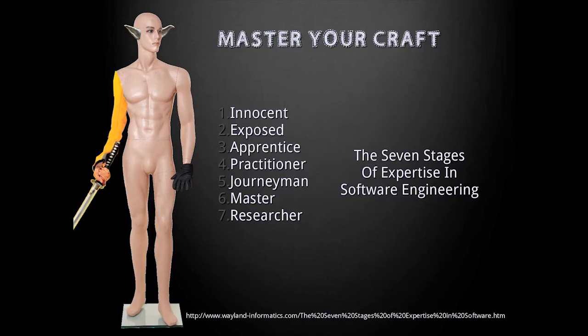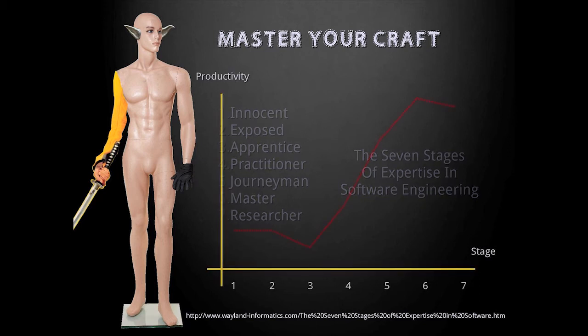One of the things that's also kind of similar to this is called the 7 stages of expertise in software engineering. The link is underneath that as well. And again, this works in a very similar way. It shows you some of these different areas. Now, I'm not going to go through these steps. The thing I found interesting about this is they also graphed it.